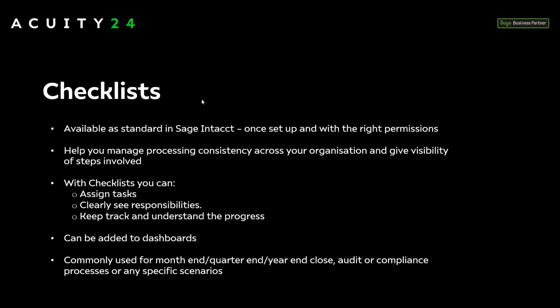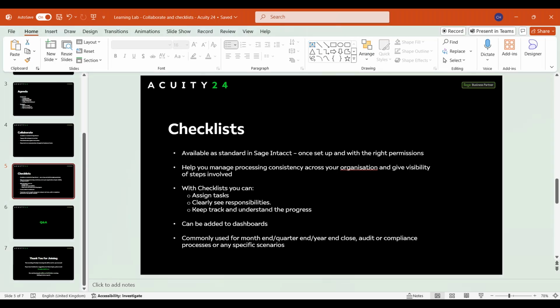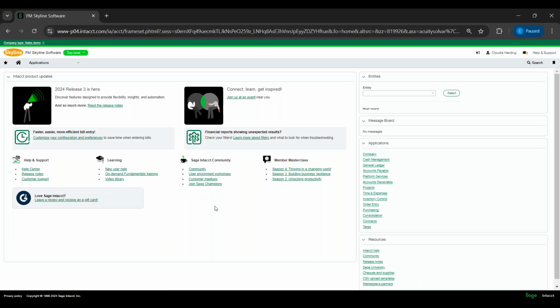Okay, so I'm going to take you now into Sage Intacct so we can have a look at it within the system. We just move over to our Intacct instance over here. So there is a little bit of setup to do, so we'll walk through that. Some of the setup's not necessarily required, but is really useful to have in place to help you monitor your checklists and assignments and just manage those and categorize them clearly.